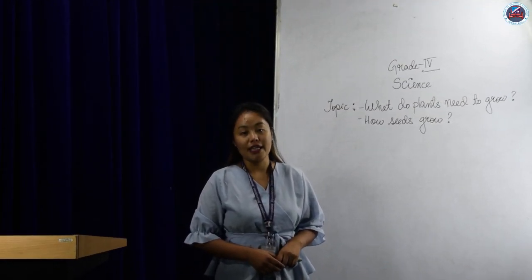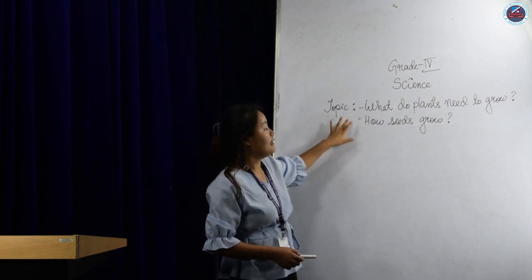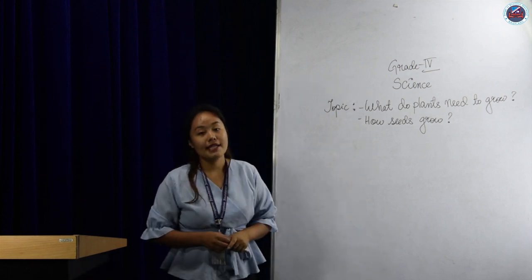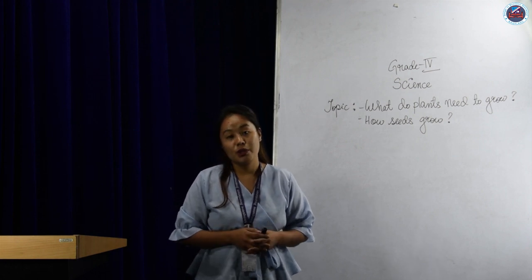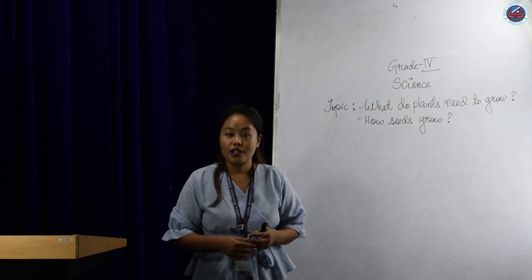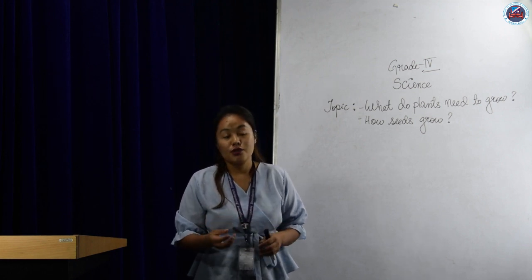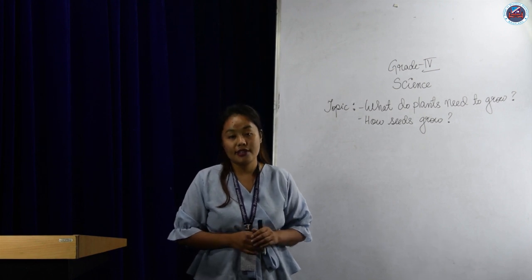Today our topic is what do plants need to grow and how seeds grow. See, plants are also just like human beings. For example, we as human beings require factors such as sunlight, air, water, nutrients, food, and shelter to stay alive. Just like that, plants also need factors to stay alive.